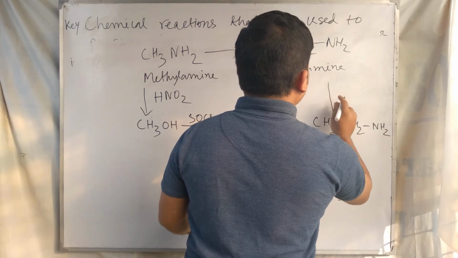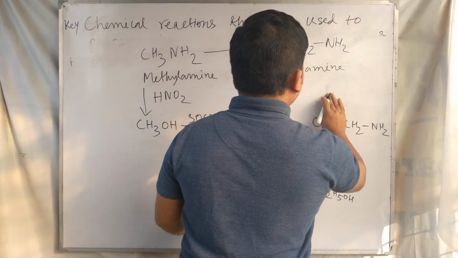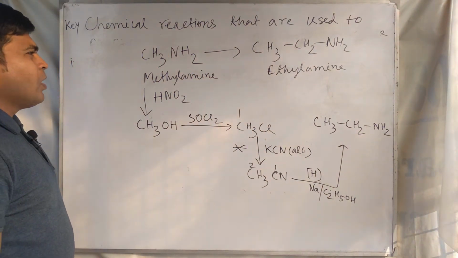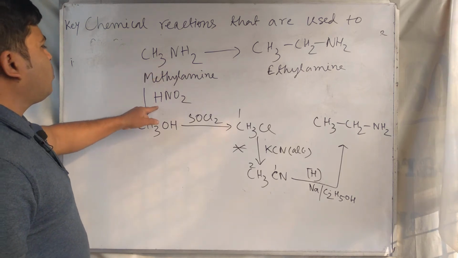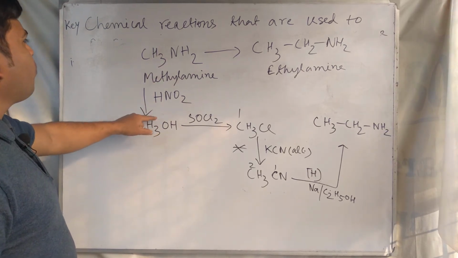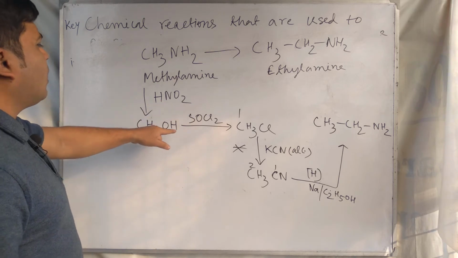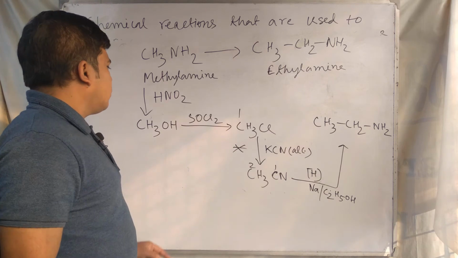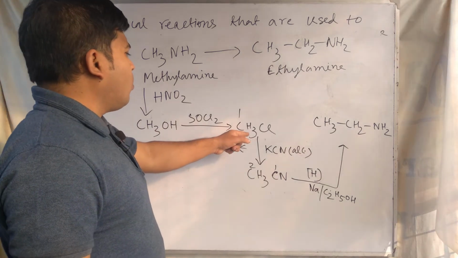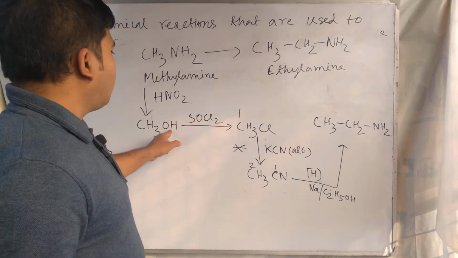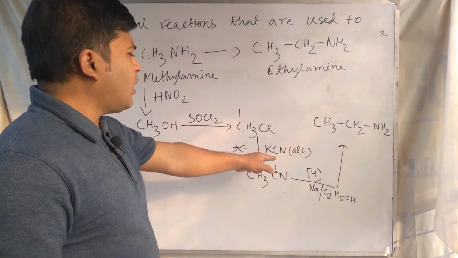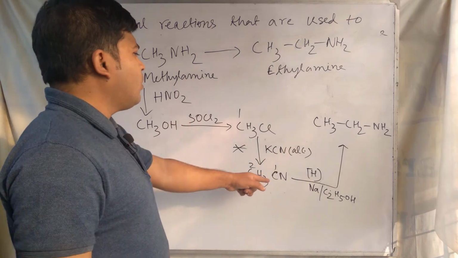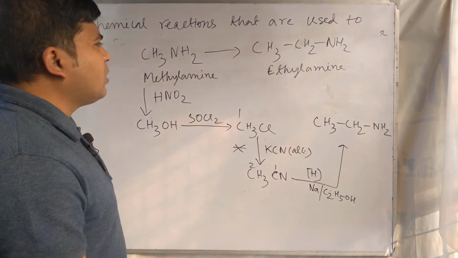and then we have nothing to do. This is the desired product, ethylamine. So at first we have to change it to alcohol by HNO2 and then SOCl2 to form the chloride compound. Okay, chloro substitution in the place of OH, then potassium cyanide, use alcoholic, to change it to nitrile, methyl cyanide, then reduction, it gives the ethylamine.